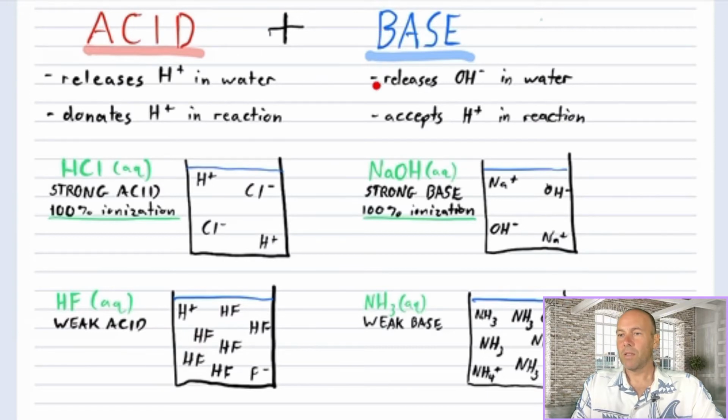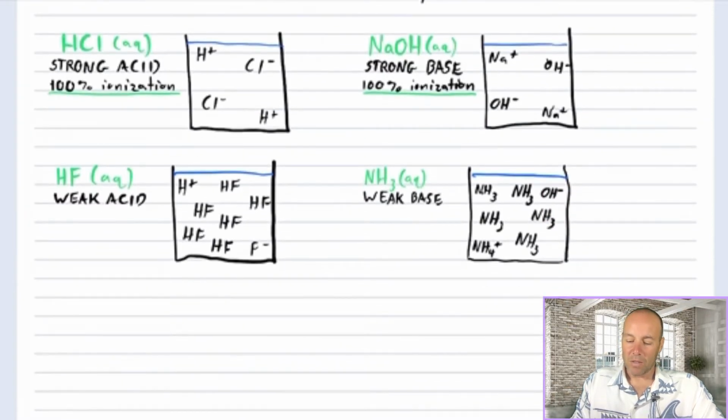Bases, on the other hand, release hydroxides in water, and when they react with acids, they accept those protons that the acids are donating. A couple of examples are sodium hydroxide, which is a strong base, and ammonia, which is a weak base. Like strong acids, strong bases also completely ionize, so every single NaOH ionizes into Na pluses and OH minuses. Weak bases, on the other hand, only partially ionize, and so you get some hydroxides in water.